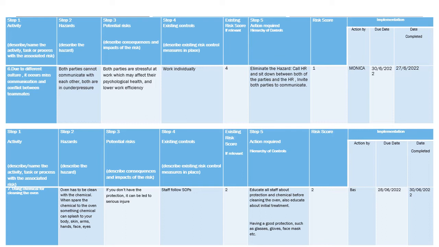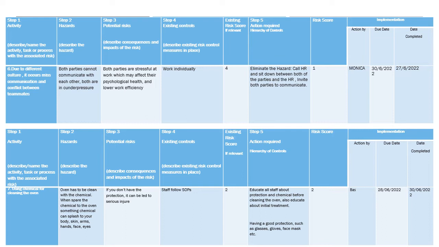So the action required for this hazard is to eliminate it by calling HR and sitting down between both of the parties, and inviting all the parties to communicate and talk to each other about what's going on and figure out what to do.